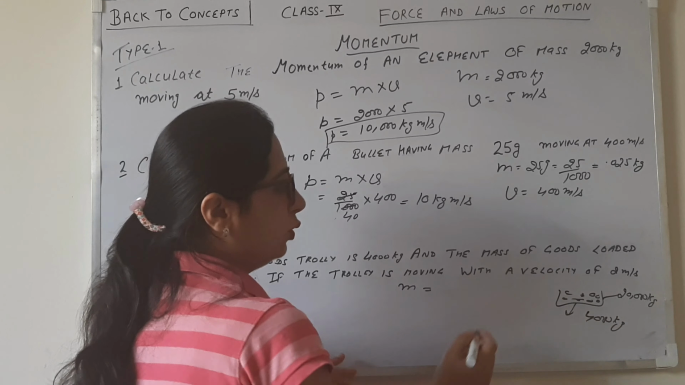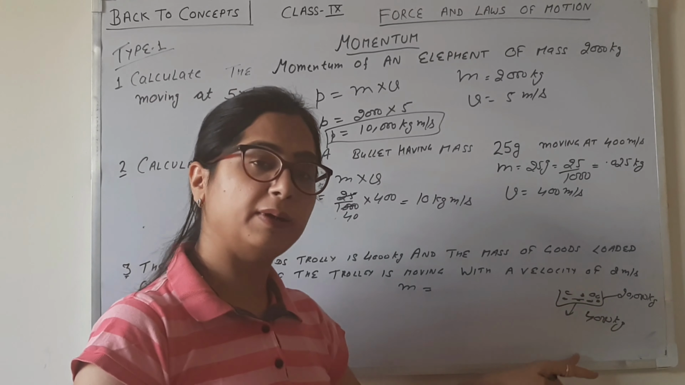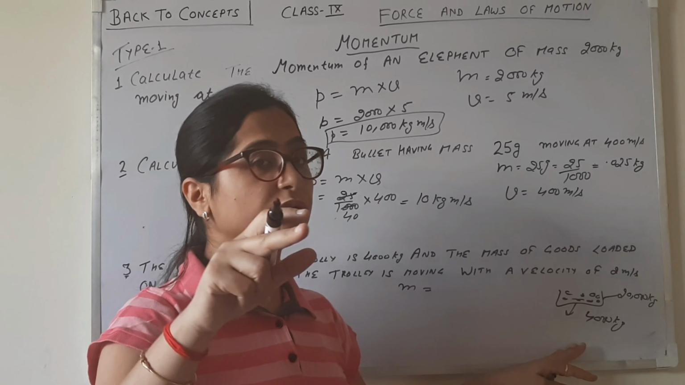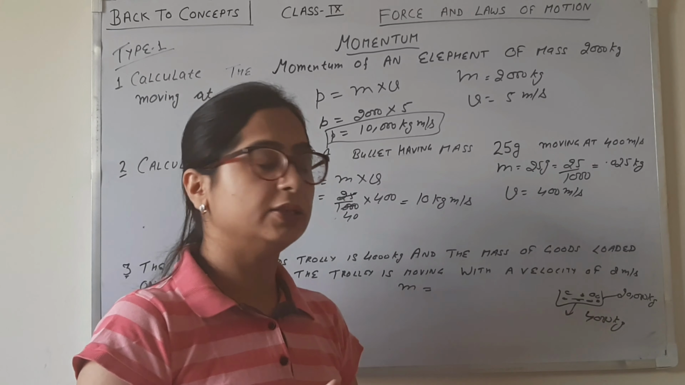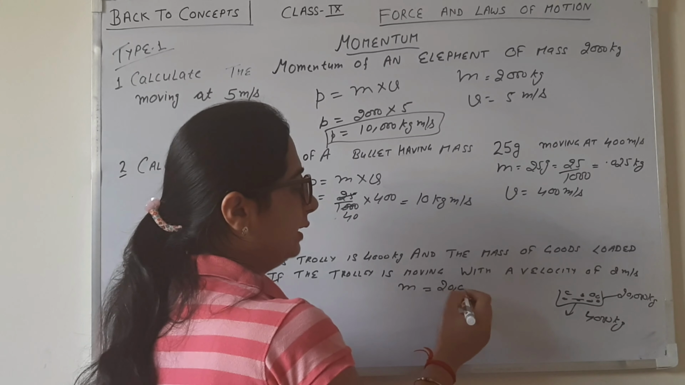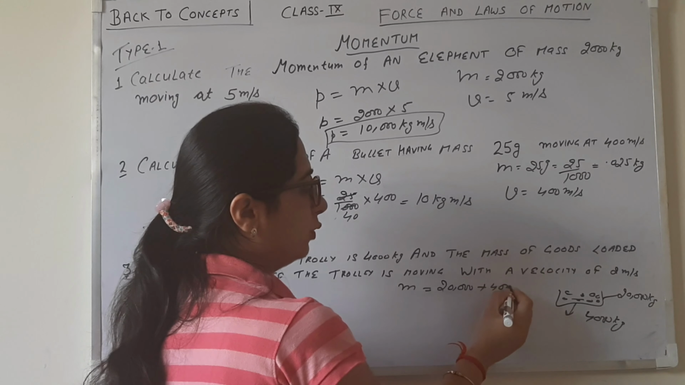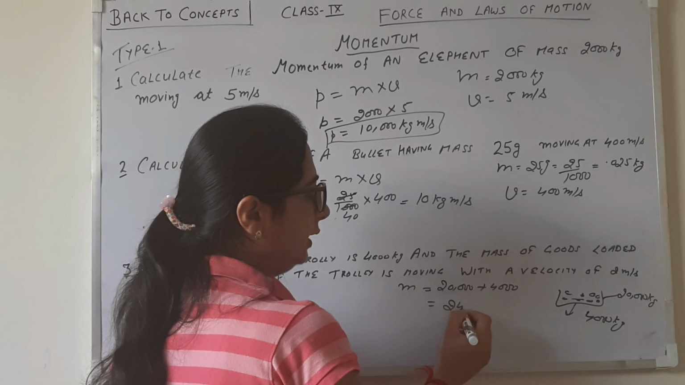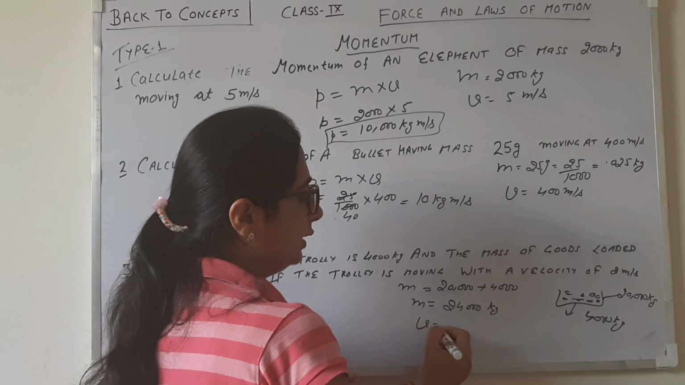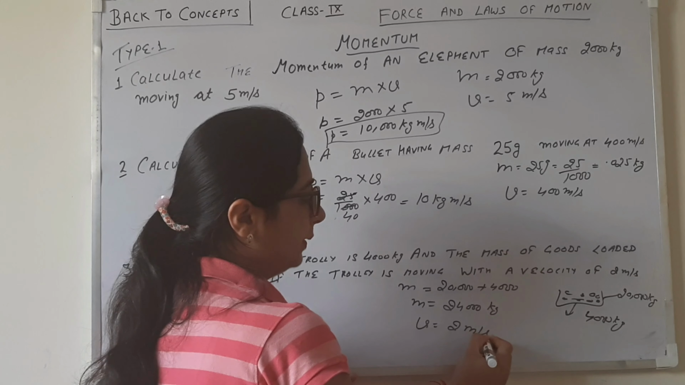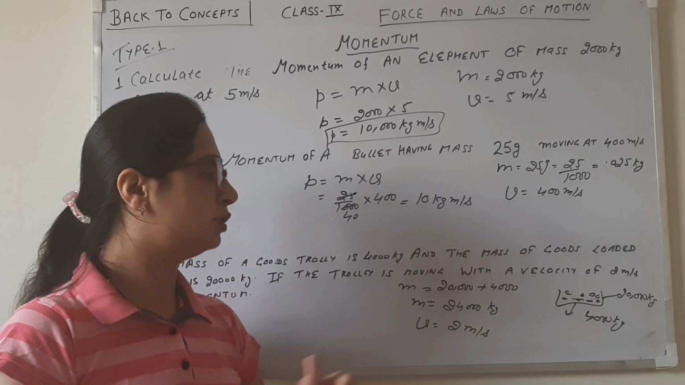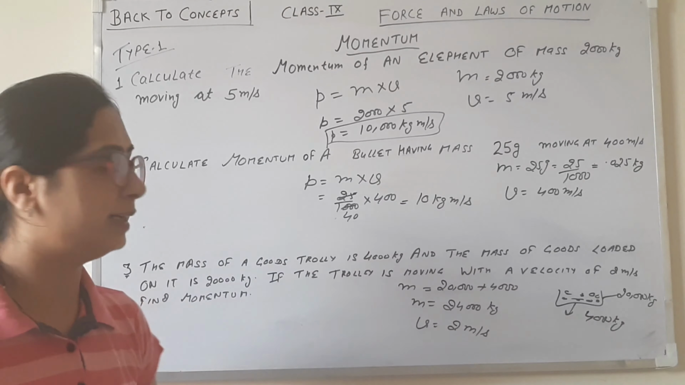Here mass is equal to, we have to add up this mass because the trolley is moving and the goods placed on the trolley are also moving. So what's the mass now? It becomes 20,000 plus 4,000, that is equal to 24,000 kilogram. And what's the velocity? That is equal to 2 meter per second. The system of unit is in SI system, so just put the value and get the answer.